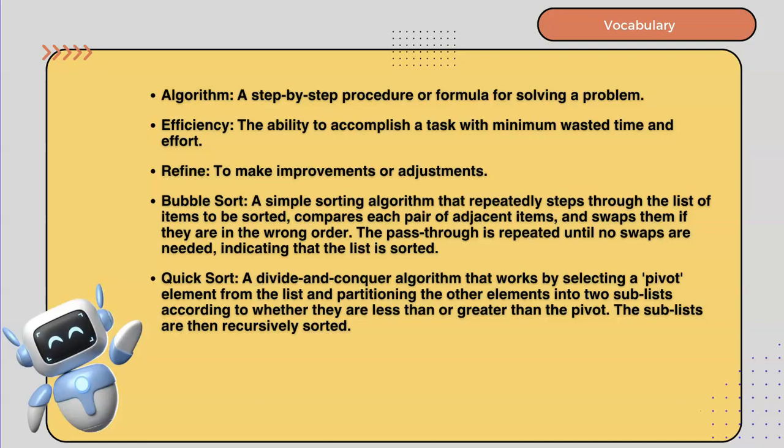Bubble sort: a simple sorting algorithm that repeatedly steps through the list of items to be sorted, compares each pair of adjacent items, and swaps them if they are in the wrong order. The pass-through is repeated until no swaps are needed, indicating that the list is sorted. Quicksort: a divide and conquer algorithm that works by selecting a pivot element from the list and partitioning the other elements into two sublists, according to whether they are less than or greater than the pivot. The sublists are then recursively sorted.